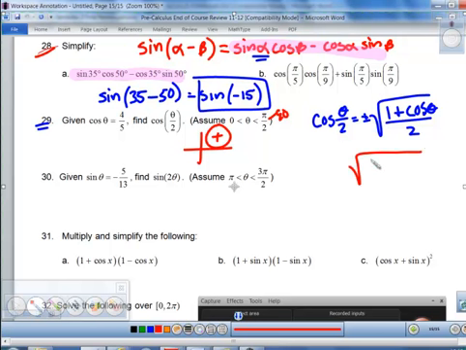Okay, now 1 plus cosine, well, it tells me cosine. It says cosine of the angle is 4/5. So I'm going to just put 4/5 right here. Let me show you what a common mistake is. When you guys are putting these into this formula, I see some people do this.